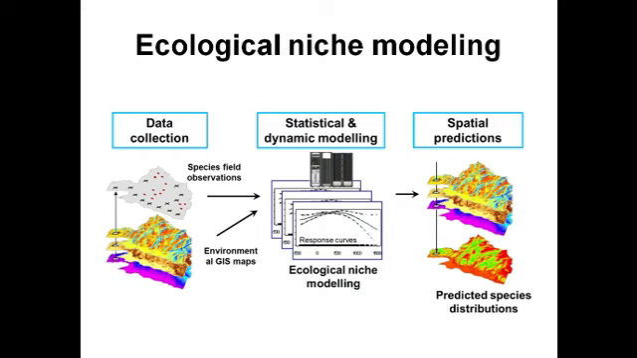the dynamic modeling in ecology. So that is ecological niche modeling. In this case, first we have to collect some data, right? So we would collect some data on, let's say, the distribution of a given species, right? So species field observations. First we have to collect some data from the field. The red dots are the presence and the X marks are absences.